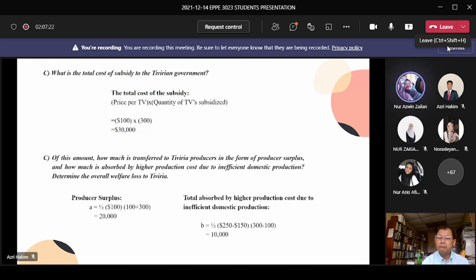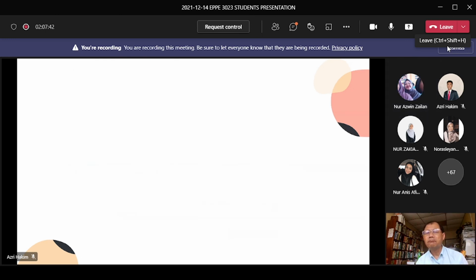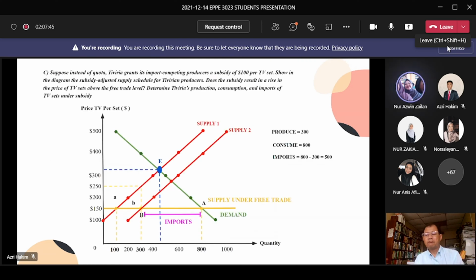Okay, the next question is: of this amount, how much is transferred to TVRIan producers in the form of producer surplus, and how much is absorbed by higher production costs due to inefficient domestic production? Determine the overall welfare loss to TVRIa. Azri, can you go back to the previous slide? The portion of the subsidy that is transferred to TVRIan producers as producer surplus is indicated by area A on the graph. Use the trapezoid area formula from part B to calculate this portion.